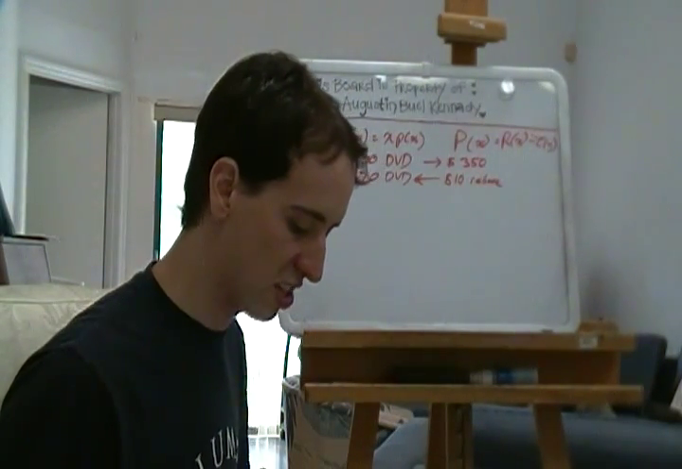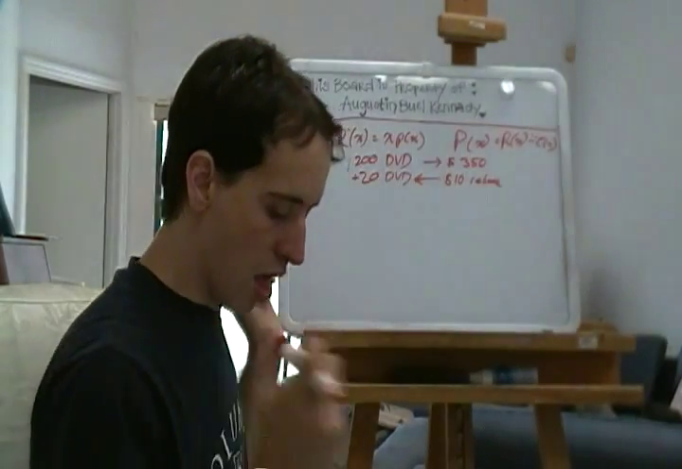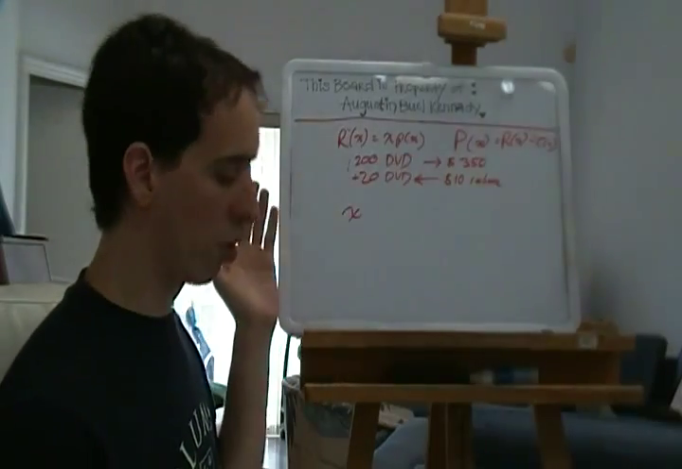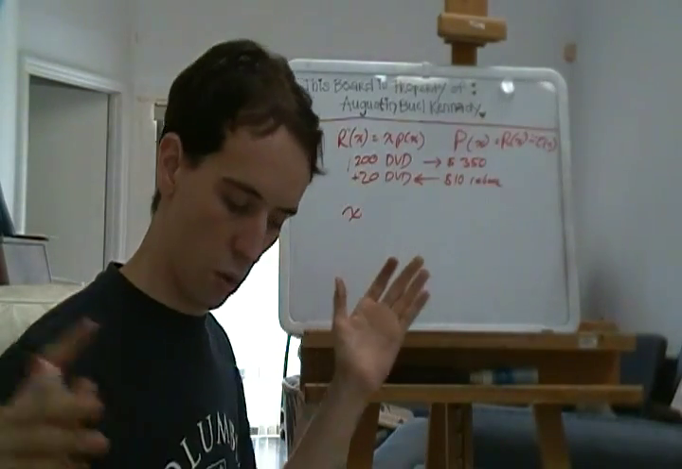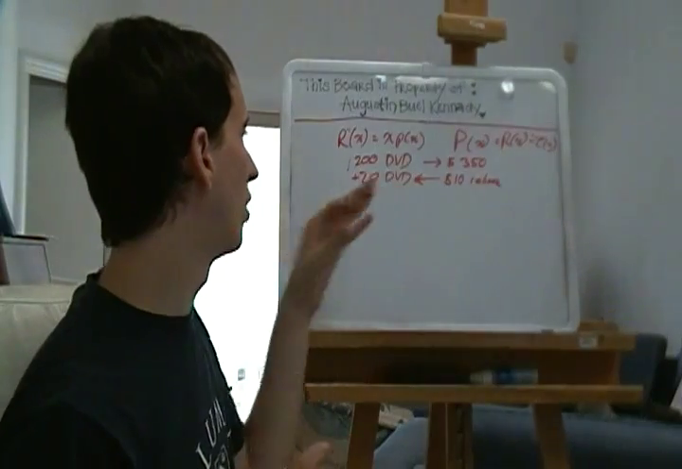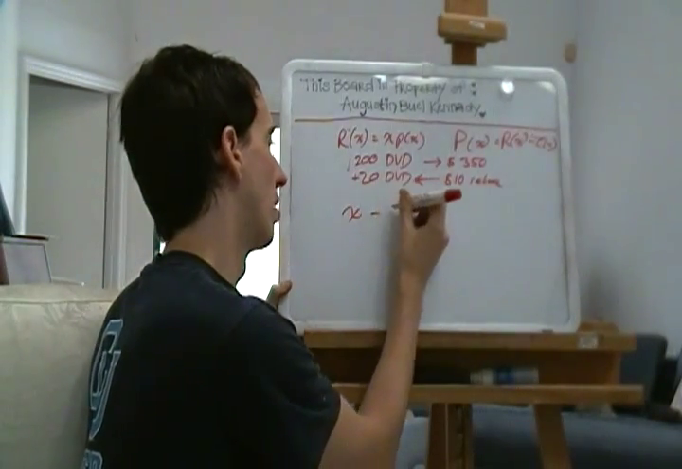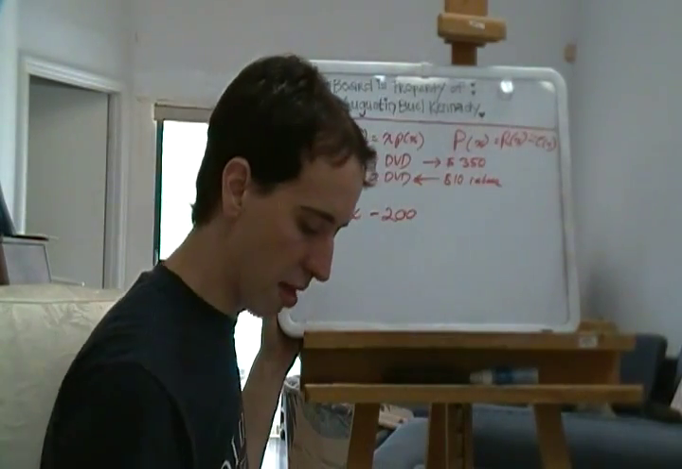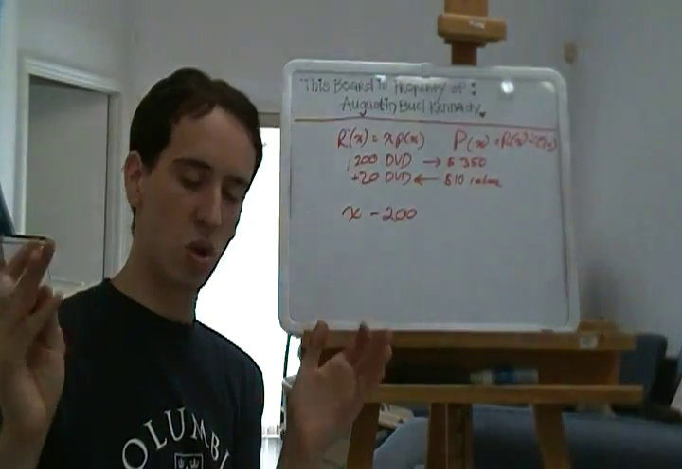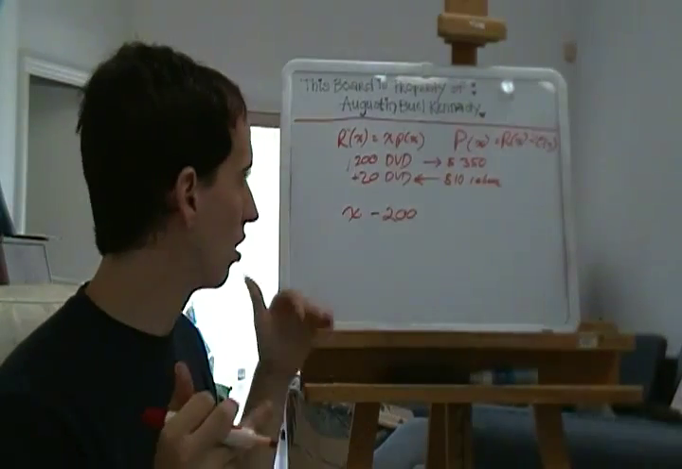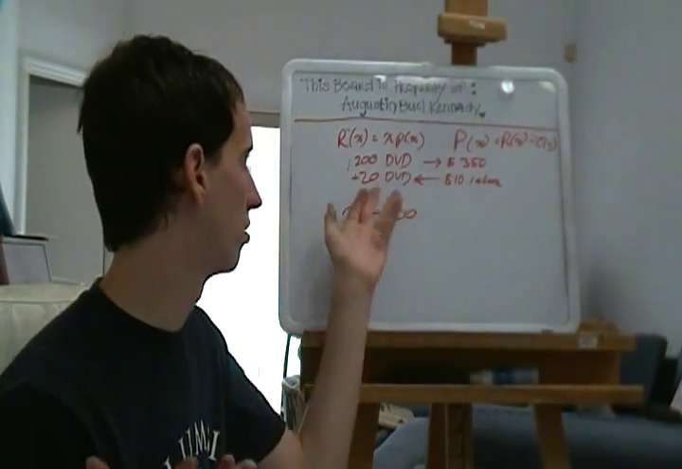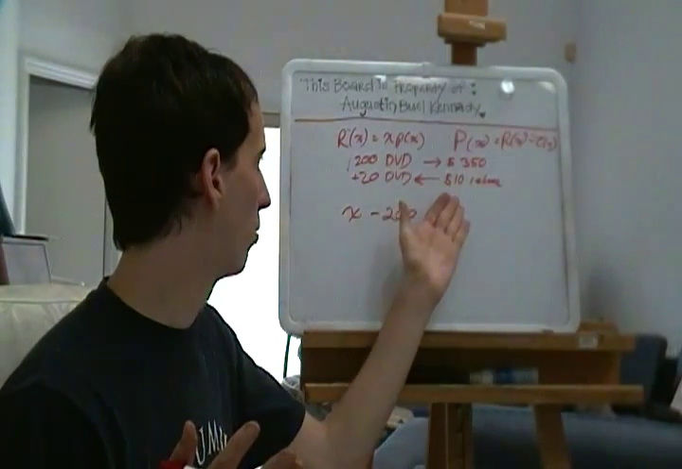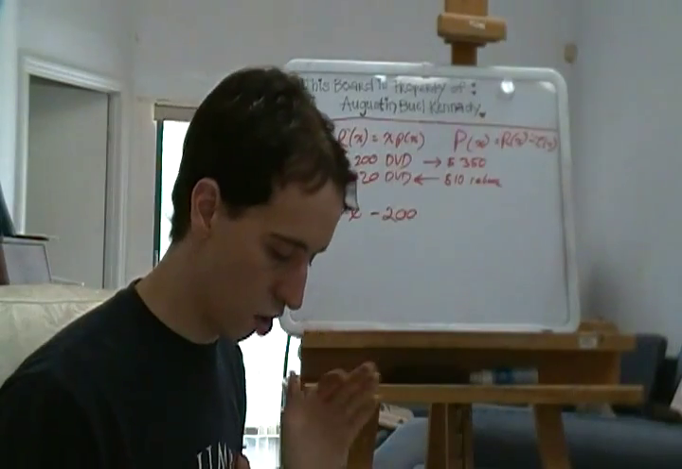Alright, now the way you figure this out, let's call X the number of DVD burners sold every week. Then every increase in sales is X minus 200. You with me? That means that for each increase of 20 units sold, the price is decreased by $10. That's pretty obvious. $10 rebate, lower price, more DVDs.